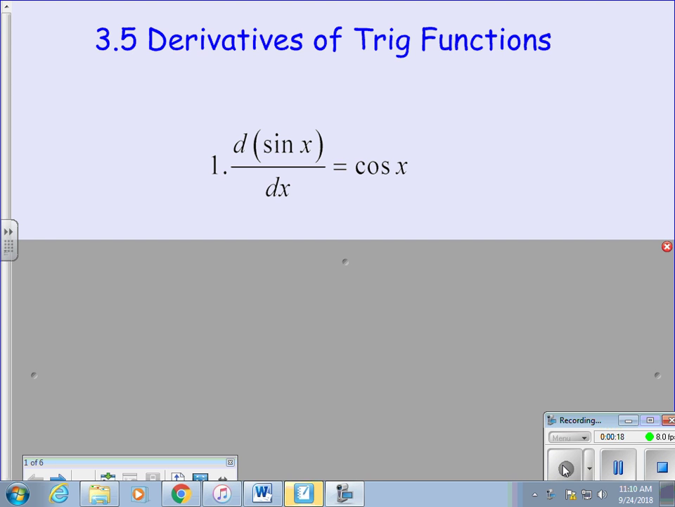Okay, first, the derivative of the sine is the cosine. The derivative of the sine is the cosine. That's the easy one.